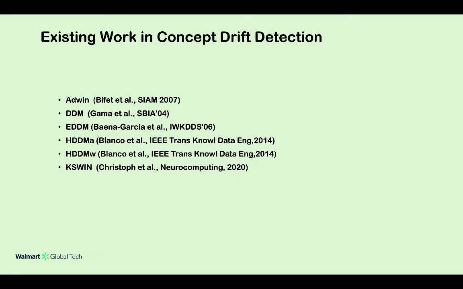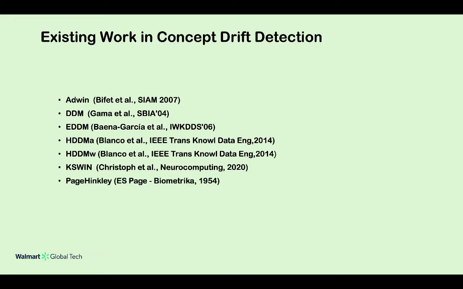KSWIN is short for Kolmogorov-Smirnov windowing by Raab et al. It maintains a sliding window of fixed size n, where the last r samples represent the latest concept. The Kolmogorov-Smirnov test, as you already know, is a test for equality of two distributions. A concept drift is detected if a KS test between two distributions of r and n minus r samples yields a significant difference.